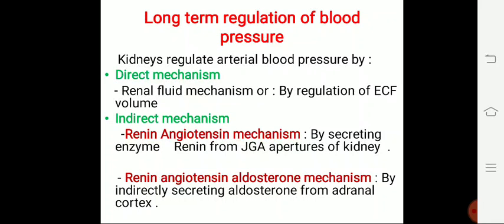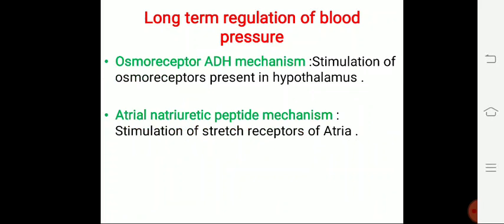Indirect mechanisms are of two types: the renin-angiotensin mechanism and the renin-angiotensin-aldosterone mechanism. The renin-angiotensin mechanism is operated by secreting the enzyme renin from the juxtaglomerular apparatus of the kidney. The renin-angiotensin-aldosterone mechanism works by indirectly secreting aldosterone from the adrenal cortex. Then the osmoreceptor ADH mechanism, by stimulation of osmoreceptors present in the hypothalamus. And the atrial natriuretic peptide mechanism, which is operated by the stimulation of the stretch receptors of the atria.